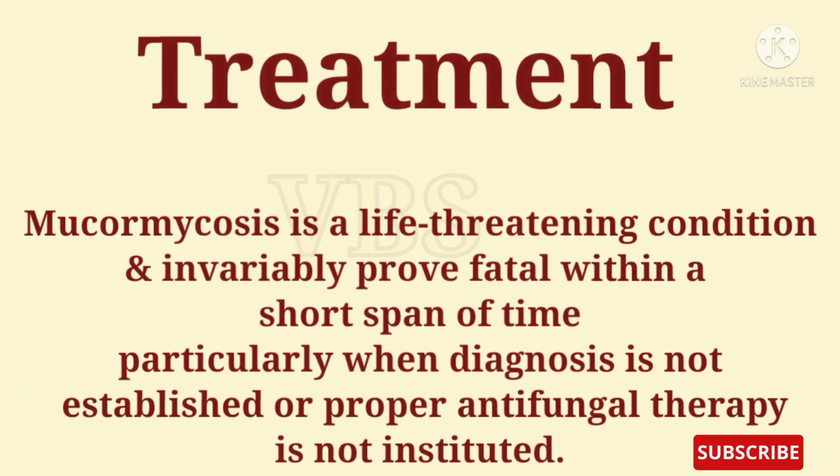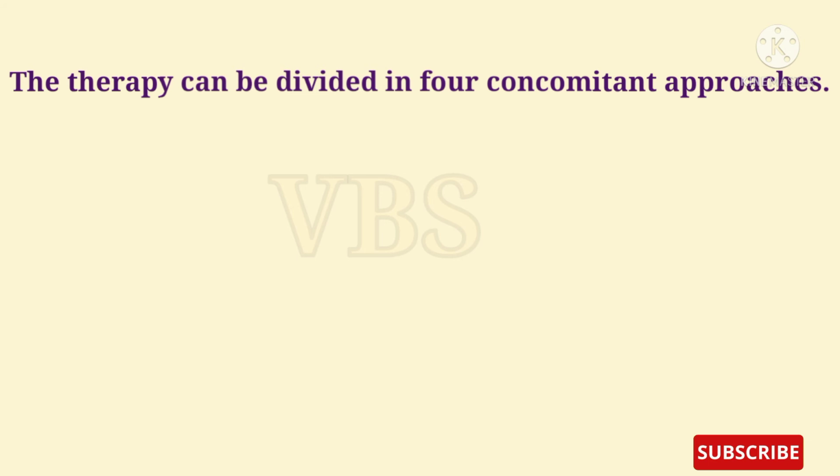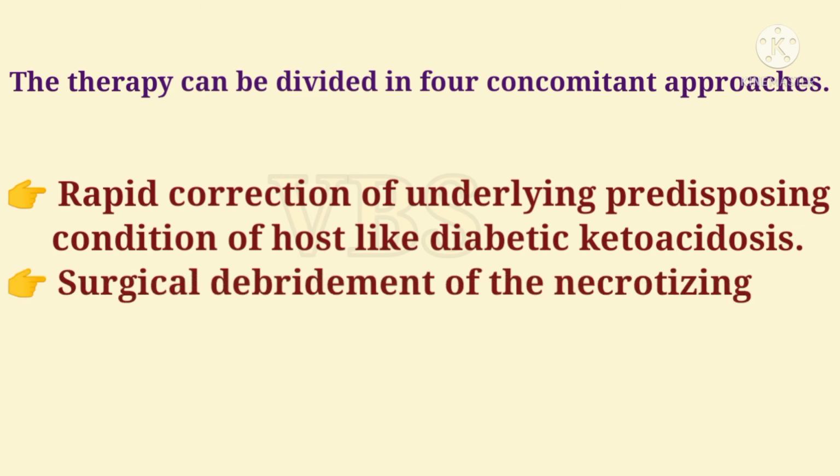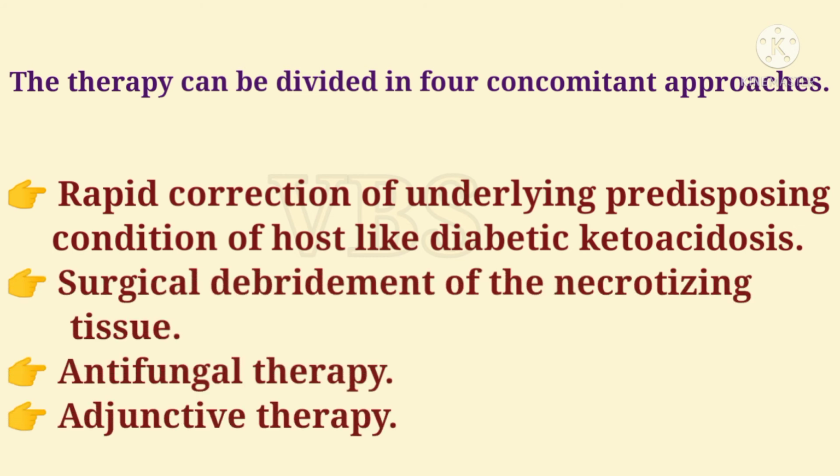Treatment. Mucormycosis is a life-threatening condition and invariably proves fatal within a short span of time, particularly when diagnosis is not established or proper antifungal therapy is not instituted. The therapy can be divided into 4 concomitant approaches. First one, rapid correction of underlying predisposing conditions of the host like diabetic ketoacidosis. Second, surgical debridement of the necrotizing tissue. Third one is antifungal therapy. And fourth one is adjunctive therapy.